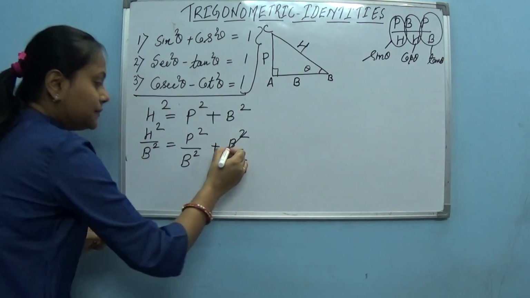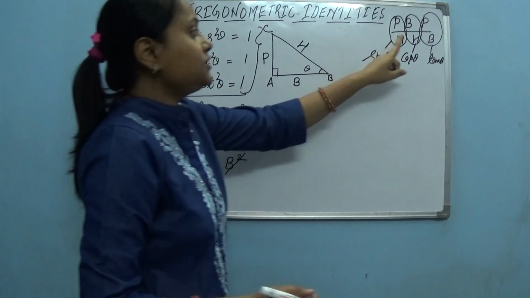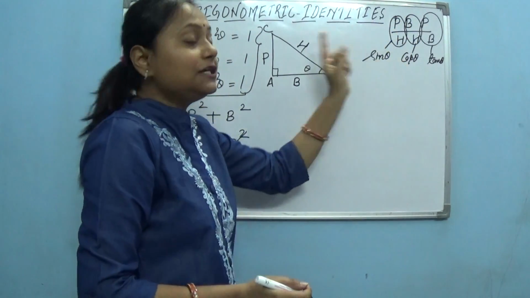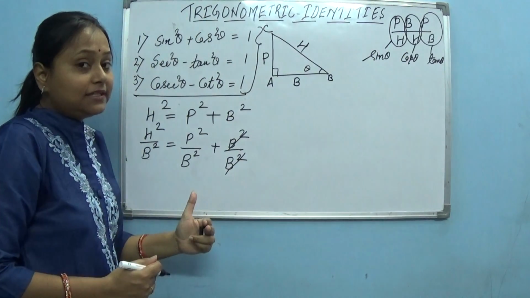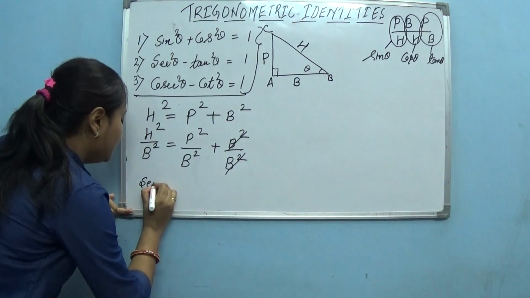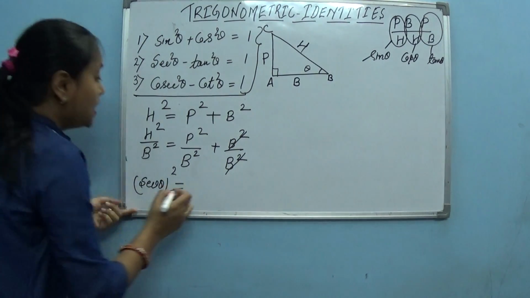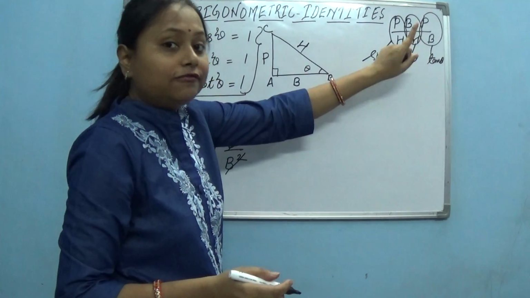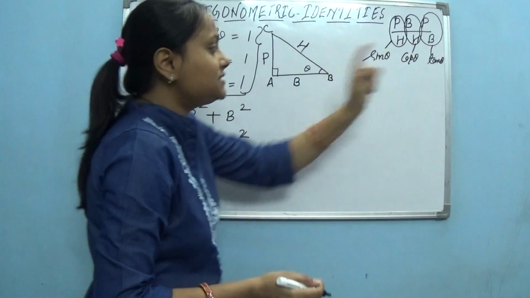So b square is cut by b square. We get here h upon b whole square. h upon b means the reciprocal of b upon h, which means the reciprocal of cos theta. And what is the reciprocal of cos theta? Yes, it is sec theta. So we can write here sec theta whole square is equal to p upon b whole square. p upon b means the reciprocal of cot theta, it is tan theta.